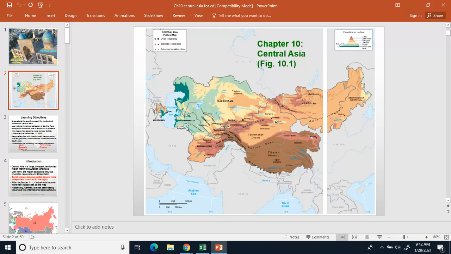So why do these nations all end in Stan? Like why is it Kazakhstan or Uzbekistan? Well, Stan means land of. So when I say Kazakhstan, it means land of the Kazakhs. Uzbekistan, land of the Uzbeks. Pretty simple. So it just means land of. That's all Stan means.